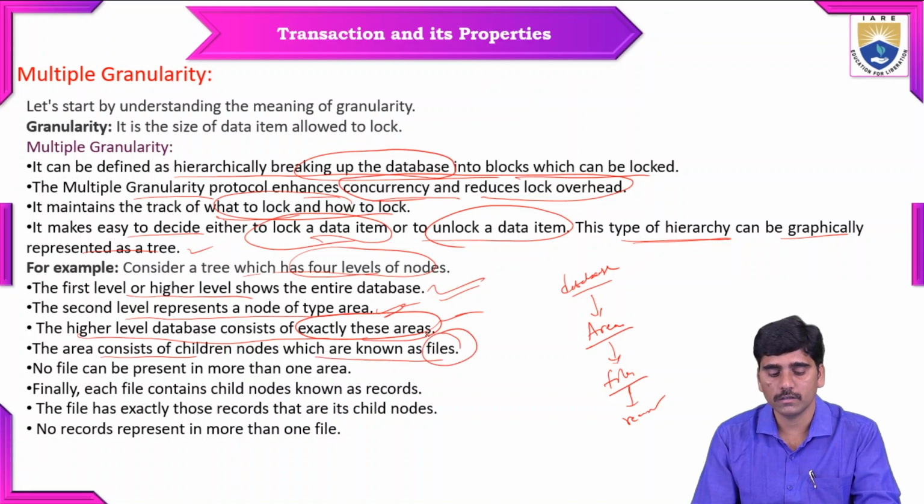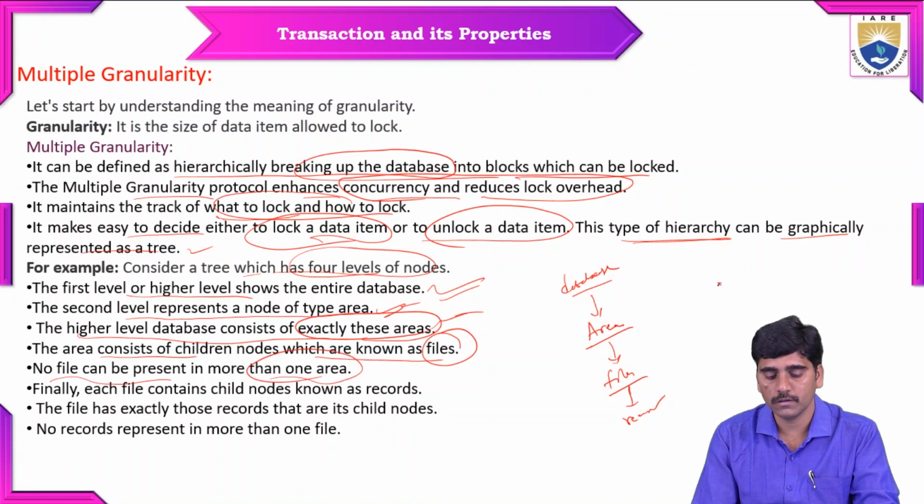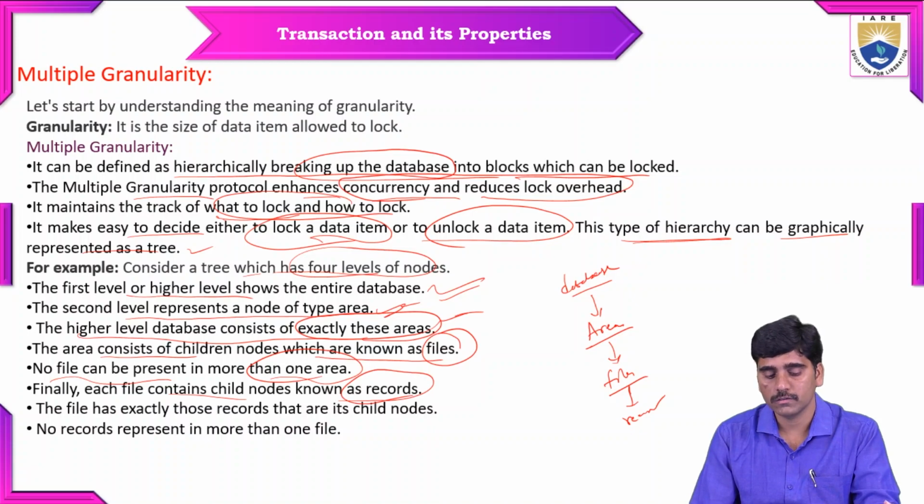The area consists of children nodes which are known as files. No file can be present in more than one area. Finally, each file contains child nodes known as records. So finally, each file contains what?